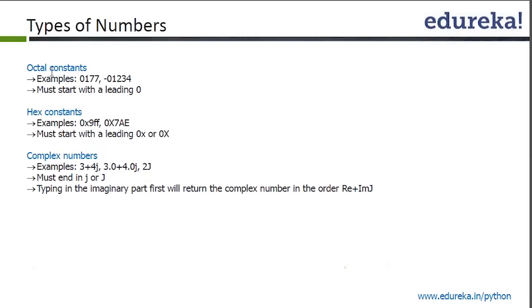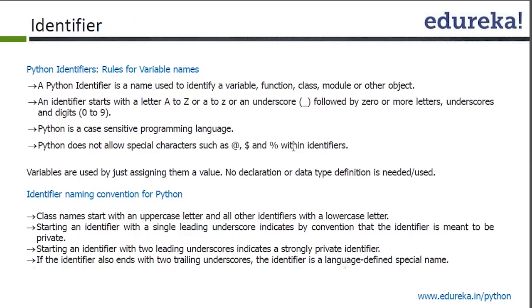Types of numbers: we have octal constants. It starts with a leading 0. Hexadecimal constants must start with 0x or 0 capital X. Complex numbers, we all know how a complex number looks like. A plus bj, it must end with j, small j or capital J. Typing in an imaginary part first will return the complex number in the order real plus imaginary, right? So basically these are the types of numbers we have: octal, hexadecimal, complex.